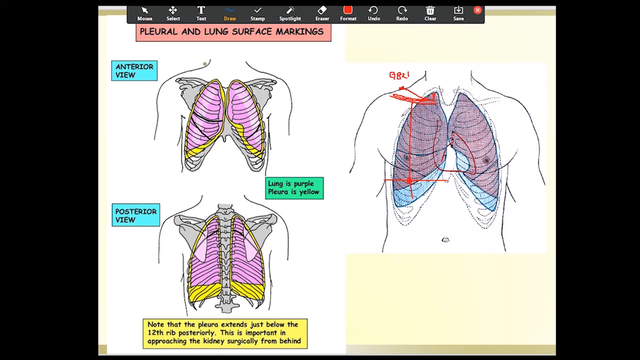So when you percuss, you compare both sides. That's the resonance sound in there. And then when you go over 6 intercostal spaces below, that will be a dull sound. That will be a dull sound, because the liver is in there.